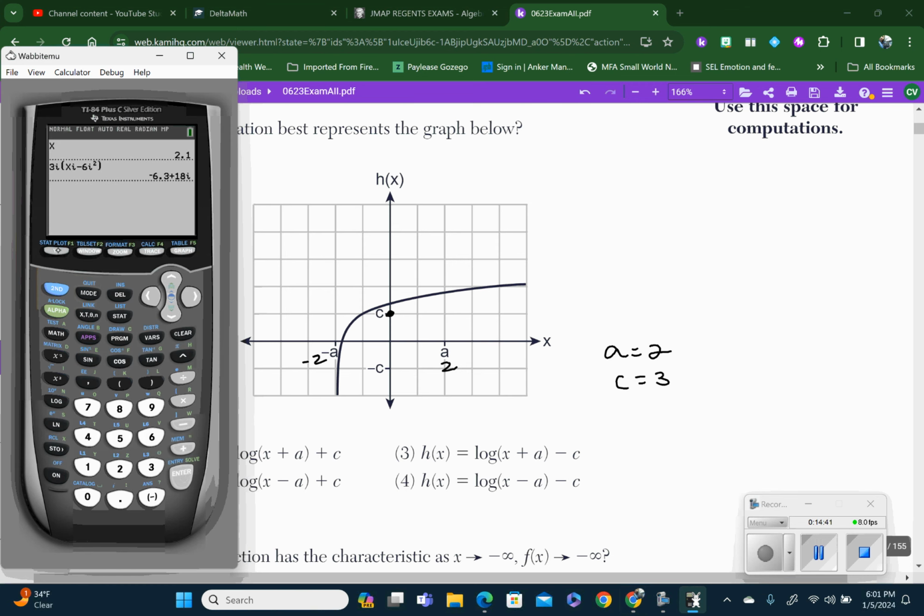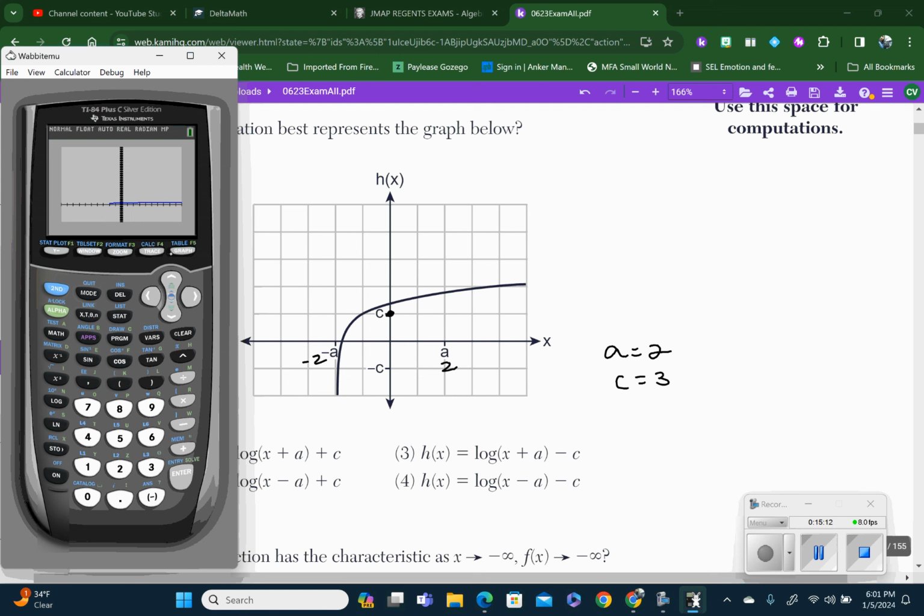So if I go to my y equals, let's clear what's there. And I'm going to just plug in each of the ones that are there. So I have log, which is right above the ln button, because I don't have a base. And I put x plus, my a is 2, so I'm going to put a 2 down. I'm going to close those parentheses, put plus c is 3, so I'm going to put 3 here, and then I'm going to hit graph.